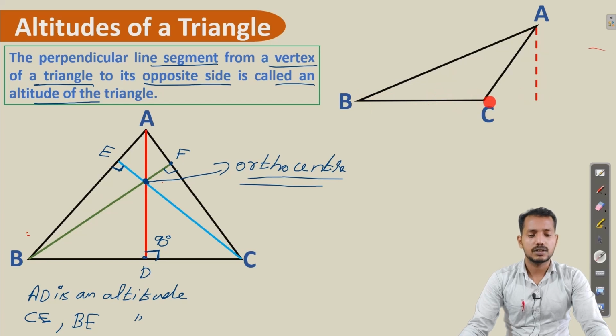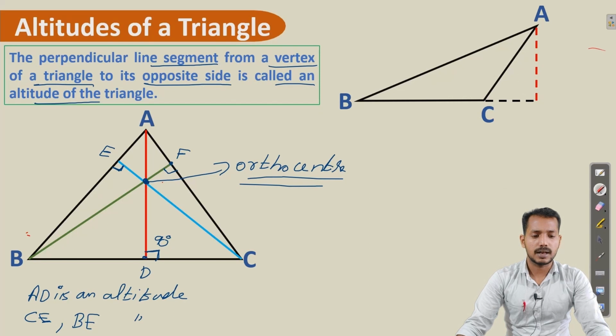So to represent that, I am going to extend this BC to this point. See here, this is 90 degrees. So here we can give this point as D. So AD is the altitude which is drawn to the base BC. That means if we extend BC, we will get 90 degrees here. Am I right? So BC is perpendicular to AD. Therefore, AD is the one altitude.